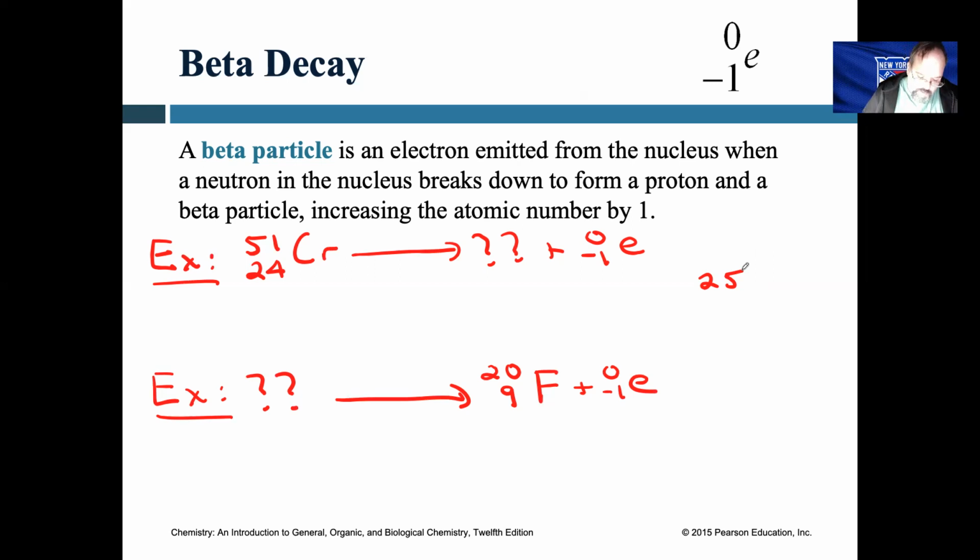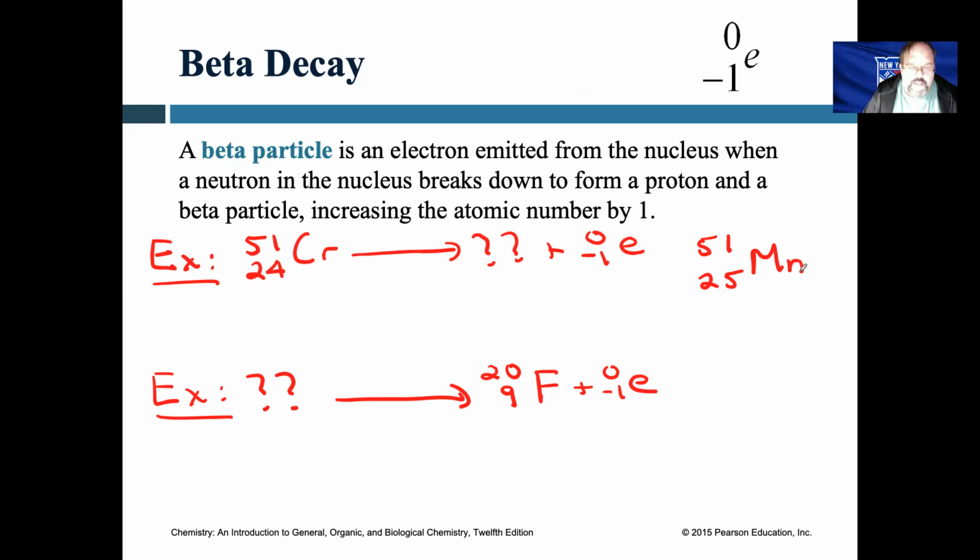Mass number of 51 on the reactant side. On the product side, what plus 0 is 51? Not a trick question. 51. Again, we're going to use the atomic number to determine the identity of our mystery substance. And the only element in the periodic table with an atomic number of 25 is manganese.